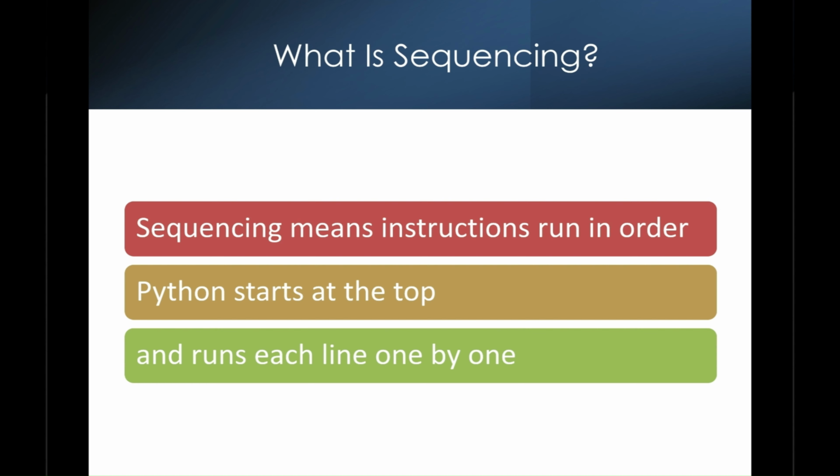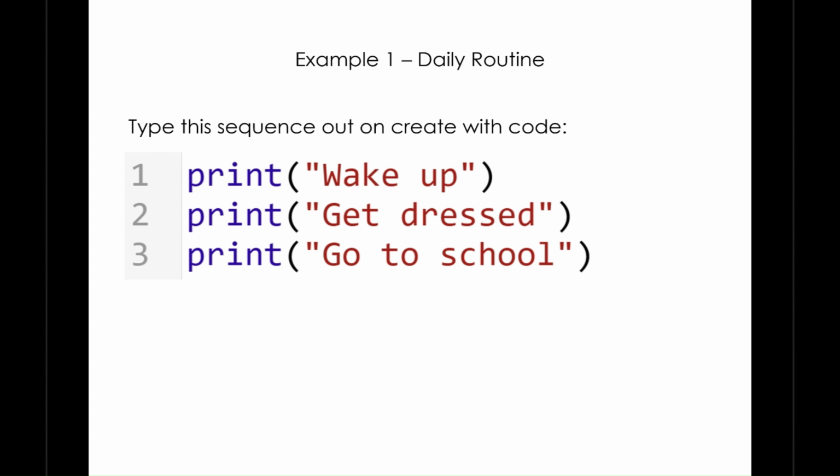Let's have a look at this example program for a daily routine. Type this sequence of code out in Create with Code. Line number 1, print, wake up. Number 2, print, get dressed. Number 3, go to school. This makes sense because the order makes sense. If we change the order, the results would be strange, just like in real life.